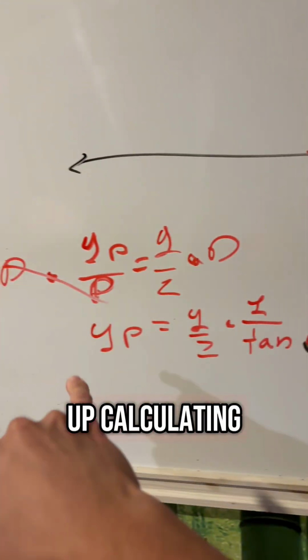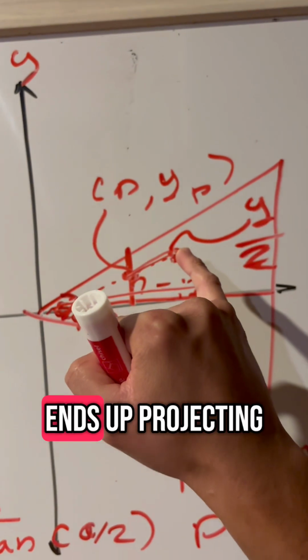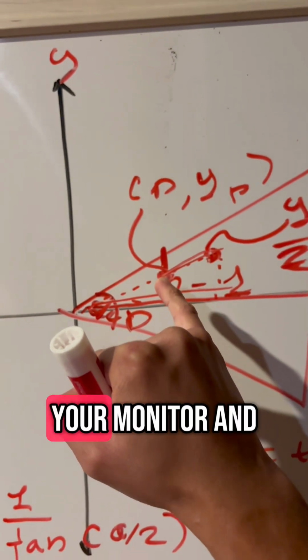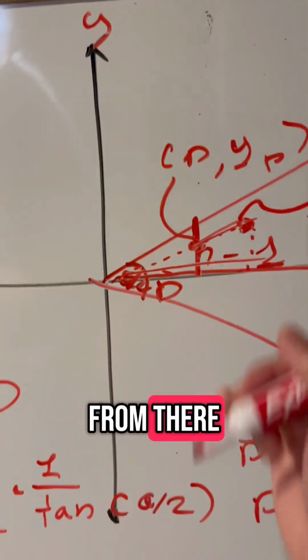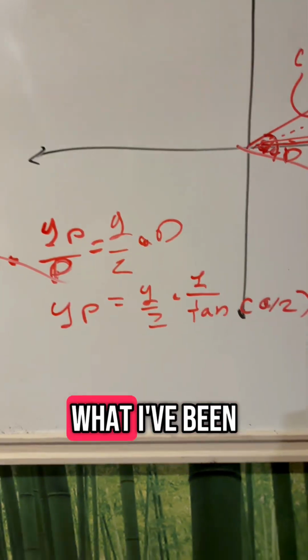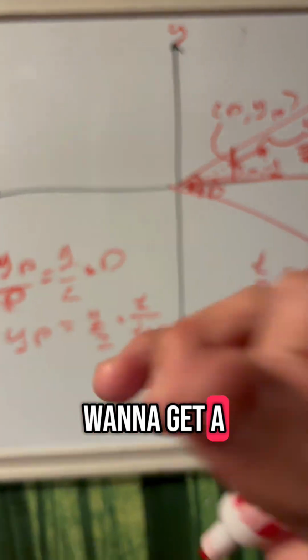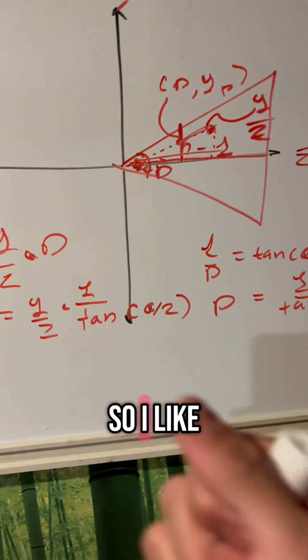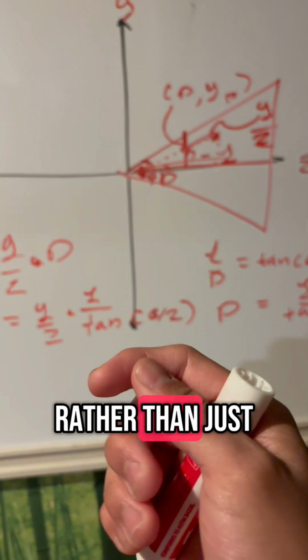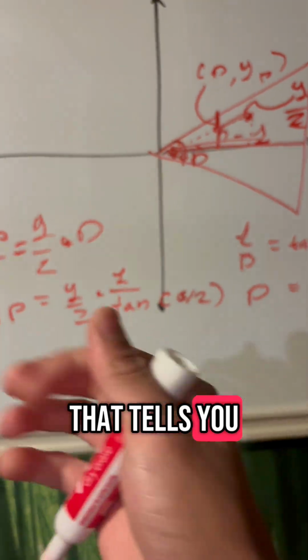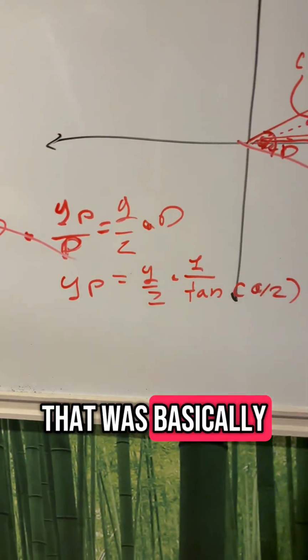So that's how you could end up calculating how this vertice ends up projecting into the near plane, which is your monitor, and end up calculating from there. But yeah, that's basically what I've been learning so far and how the mathematics works. So I really want to get a deeper dive into how it works. So I like learning more of the mathematics rather than just being given some function that tells you it does this. But yeah, that was basically day 35.